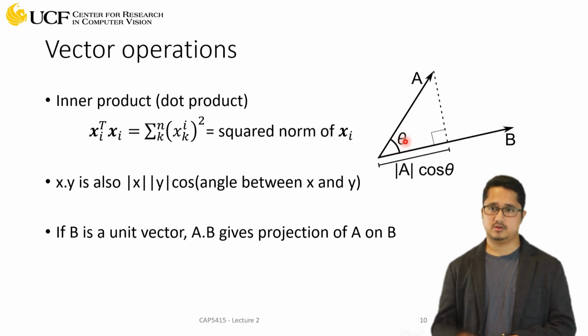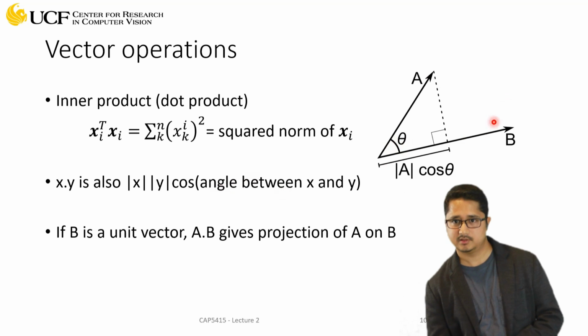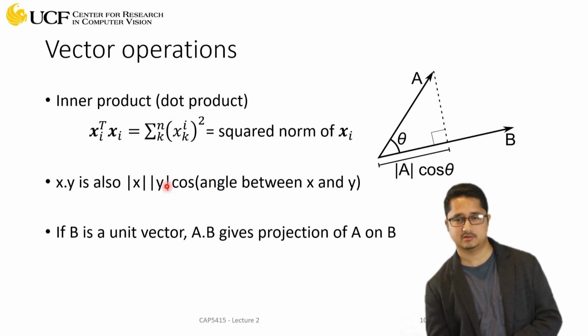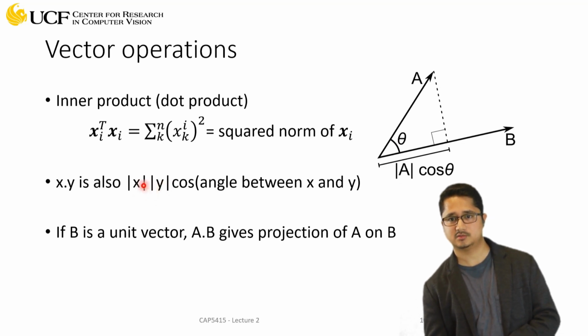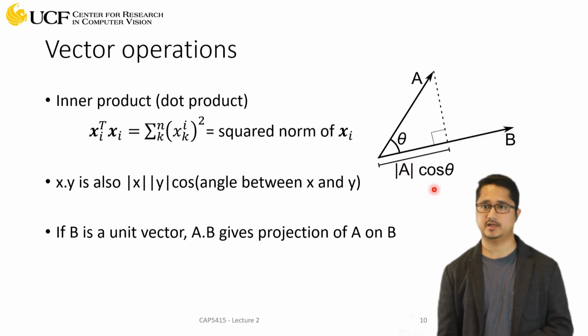Okay. Now, a very interesting point to note is if y over here is a unit vector, which means the magnitude of y is just 1, then in this equation you can just ignore it because it's just multiplication, right? So it becomes x times cos theta, right? So in this case, B is your unit vector. So the dot product will become the magnitude of A, and then you multiply that with cos theta.